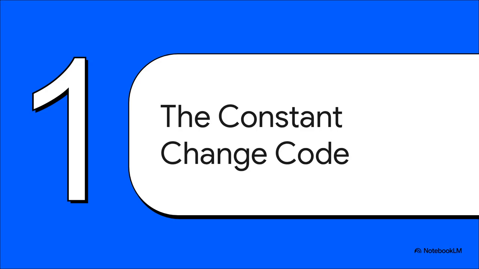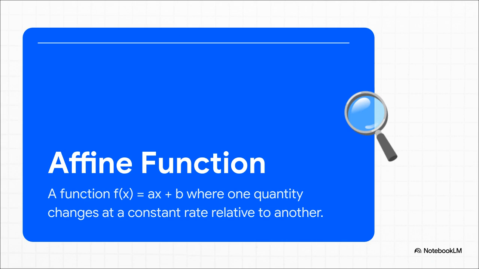So this framework, this constant change code I've been talking about, in the math world, it's called an affine function. And it's basically the secret recipe for modeling any scenario that combines a flat fee with a variable cost that just grows at a steady, predictable rate. And believe it or not, this simple formula right here, f of x equals a times x plus b, that's the entire blueprint. That's all it is.